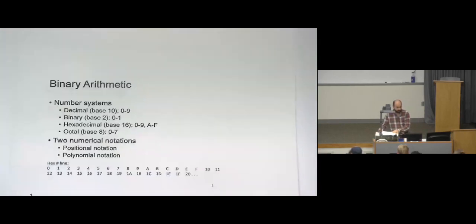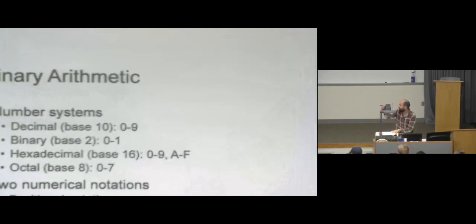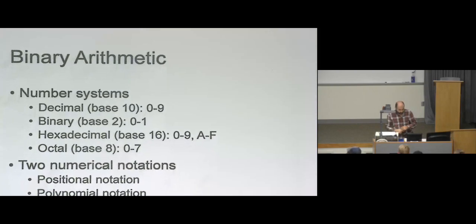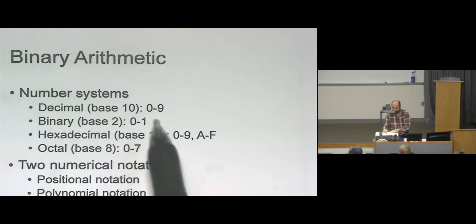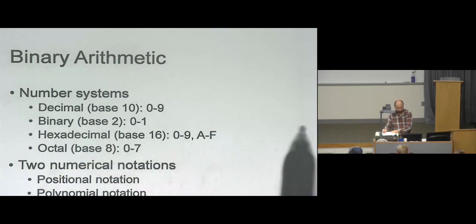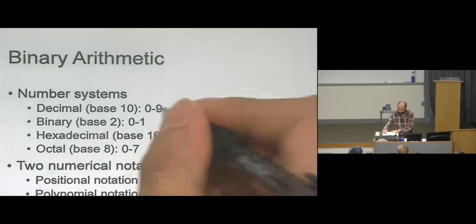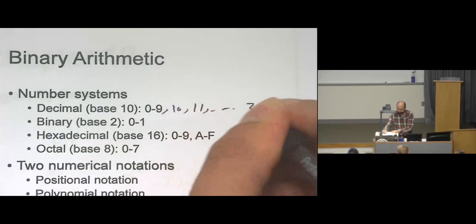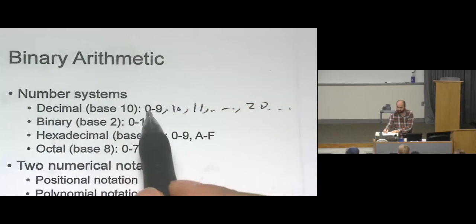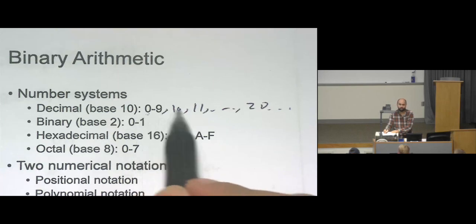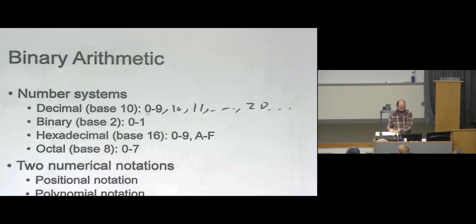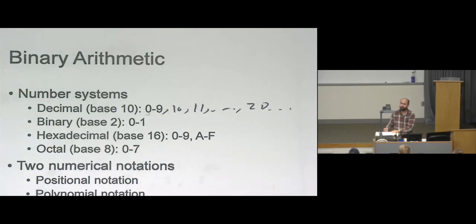The numbers we use in our life are decimal, from 0 to 9, then 10, 11, and so on up to 20. Each digit can be from 0 to 9. That's how we count in our daily life. But the computer, since it's based on transistors, which are switches, can only understand 0 and 1. How can we deal with this?